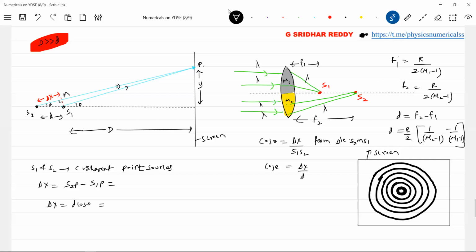Now, theta is very small, so I'll go for the expansion of cos theta. Let me write that: 1 minus theta square by 2 factorial, plus theta 4 by 4 factorial. Anybody remember the expansion of cos theta? Two factorial, 4 factorial.